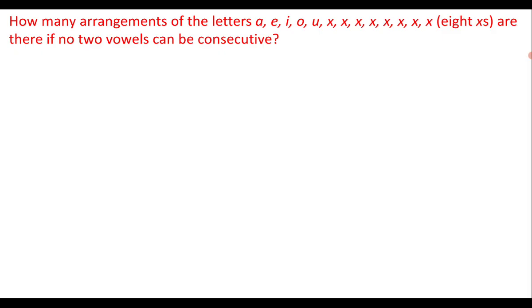Okay, so one more question: how many arrangements of the letters, where A, E, I, O, U are distinct but the x's are similar, such that no vowels can be consecutive. So if I have A, E, I, O, U, since they are distinct, they can be arranged in 5 factorial ways. But now I have to ensure that they should not be consecutive, which means I must put some x in between. So at least one x at these 4 positions.